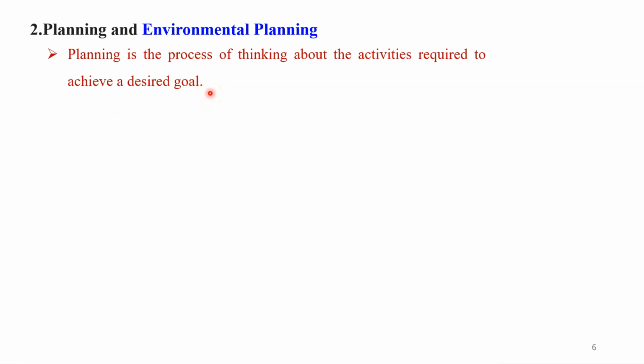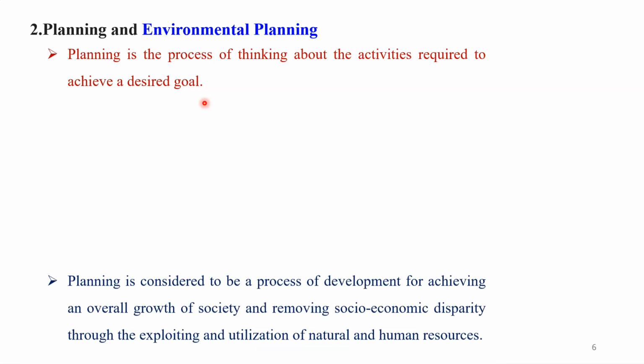It means we first decide the goal, and to achieve the goal, the steps we take are part of the planning. Planning is nothing but a mental preparation for the action. So for achieving the goals, we decide some steps or some process. We think about how we can achieve this goal. So planning is very simple. Planning is the process of thinking about the activity required to achieve a desired goal. It may be whatever it is, depending on your objective or your goals.